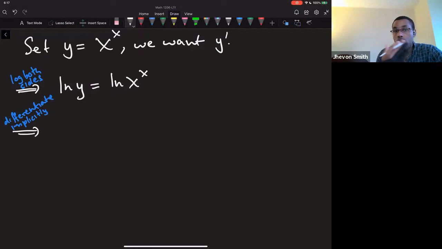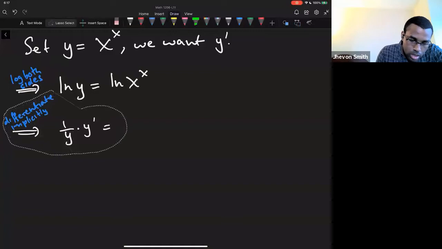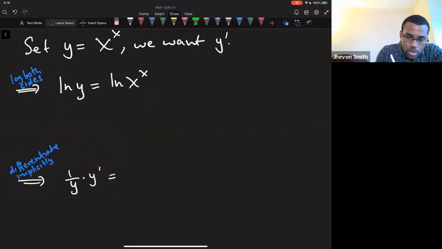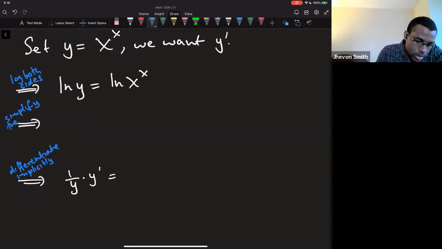Because the y is not a function of x, there's an inside function. So it's going to be like 1 over y times y prime. Now for the... I didn't do the most important part. Jumping ahead of myself here. What I want to do is I want to actually use the log to my advantage, simplify the right side.